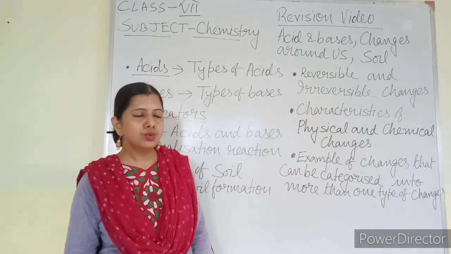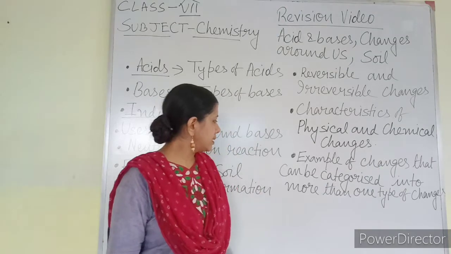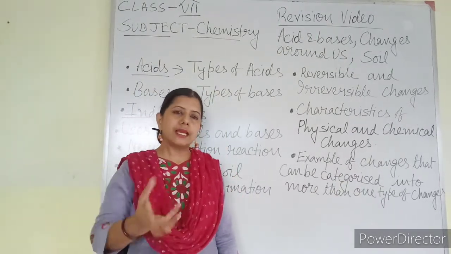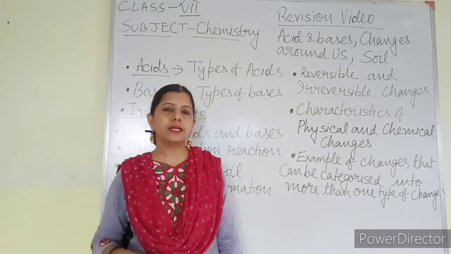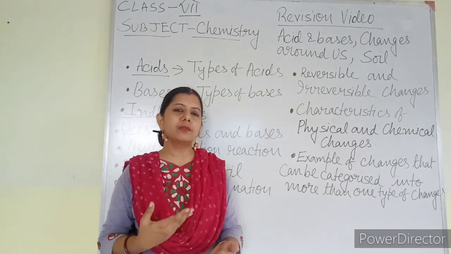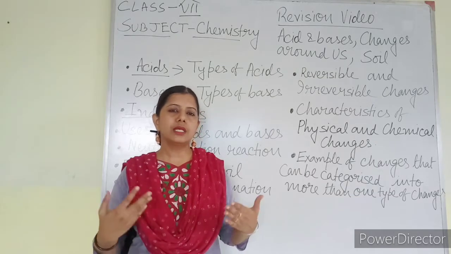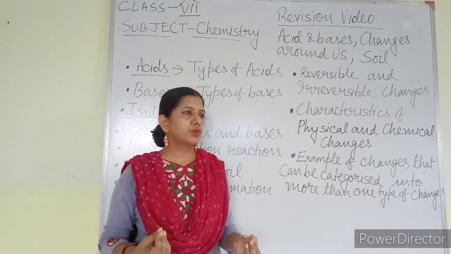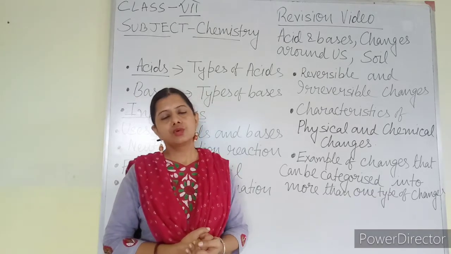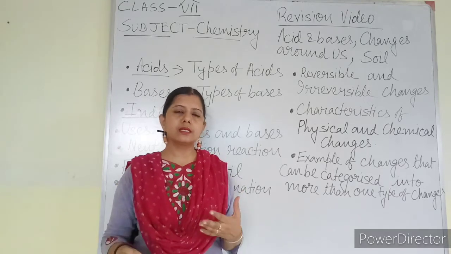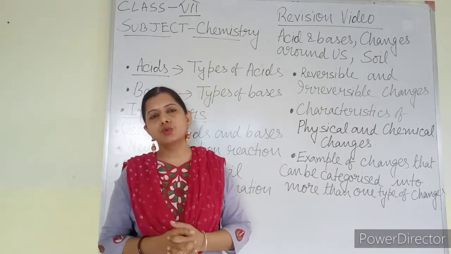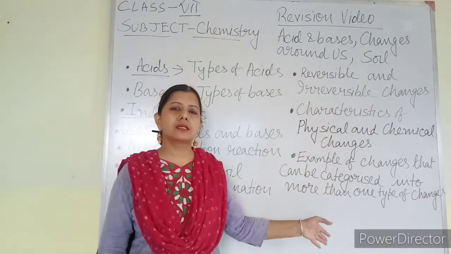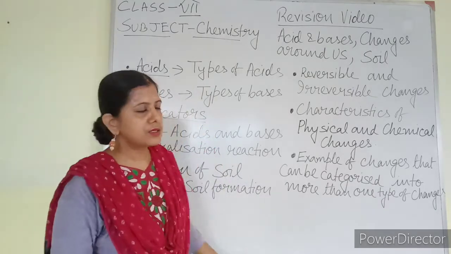Next, examples of some changes that can be categorized into more than one type of change. The same change can be categorized into various types. That is, the same change can be reversible, can be a physical change, can be a slow change, can be a desirable change. So one change can be categorized into more than one type. Certain examples you have to learn. Nothing more is there in this chapter. Very easy chapter.